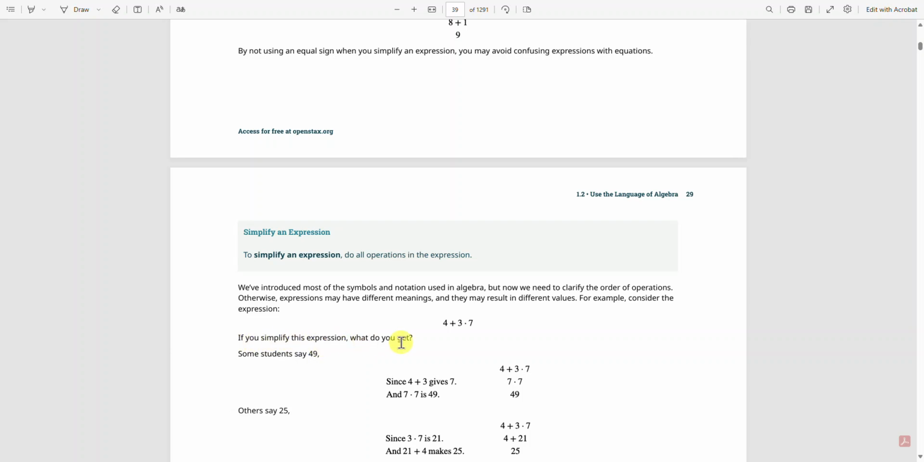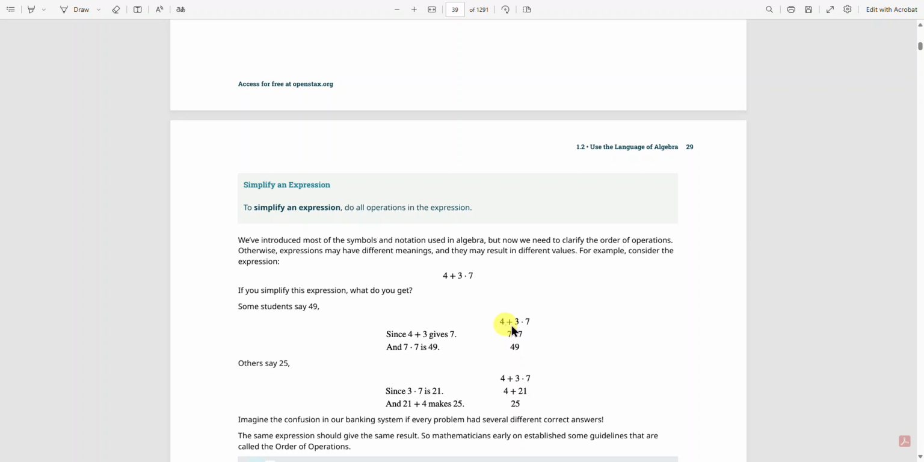If you simplify this expression, what do you get? Some students may say that they get 49. When they simplify this, they may say, oh, I did it and I got 49. Well, how do they come up with 49? They start with the expression 4 plus 3 times 7. And what they do is they add 4 plus 3. So they start at the left like they're just reading a sentence. And they start by saying 4 plus 3, and then they say, well, that makes 7. And then they do the multiplication times 7, and they say, okay, I've got 7 times 7. That gives us 49. So they say this expression can be simplified by writing 49.